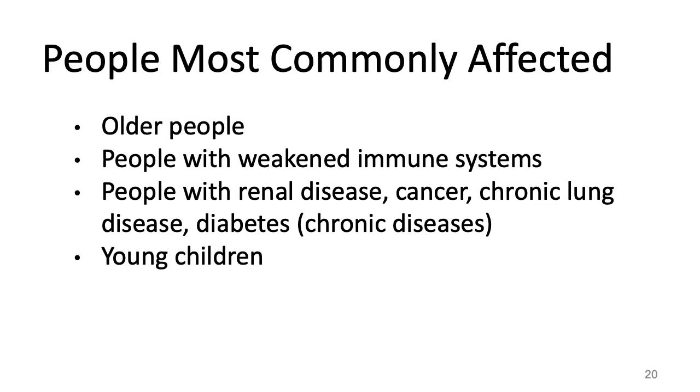So who is most commonly affected by COVID-19? The people that are most commonly affected are older people, people with weakened immune systems, people who have chronic diseases such as renal disease, which is kidney disease, cancers, chronic lung problems, diabetes, hypertension's been in there, heart disease. In this particular coronavirus, young children don't seem to be more affected. As a matter of fact, young people seem to be a little more resistant for whatever reason.